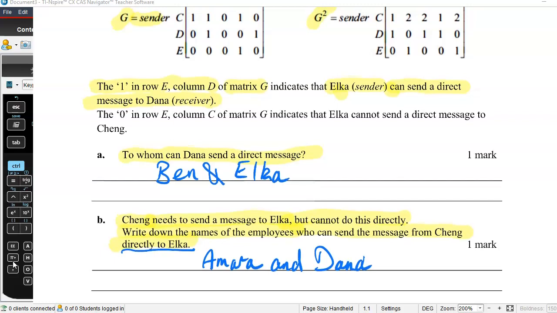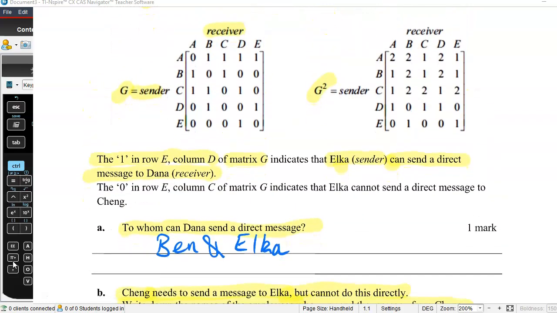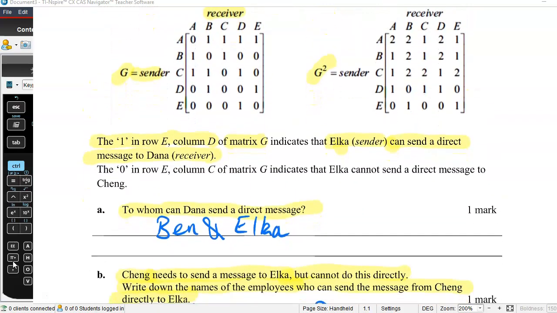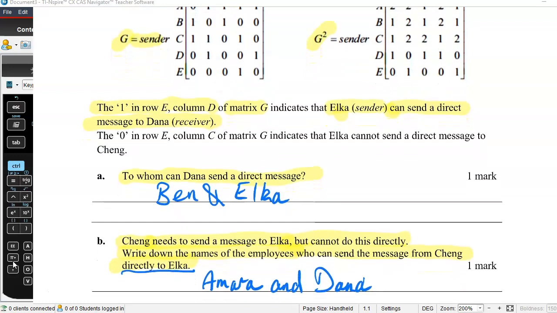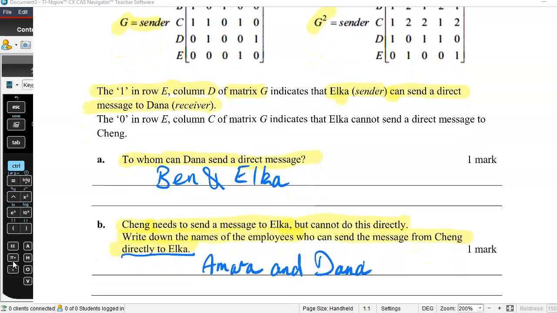So spend a bit of time working through that with your textbook questions, and we'll do some more examples also.